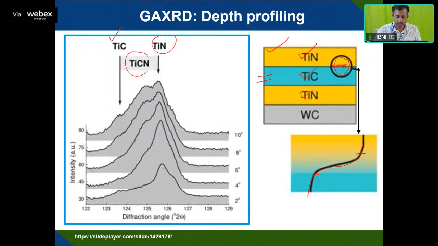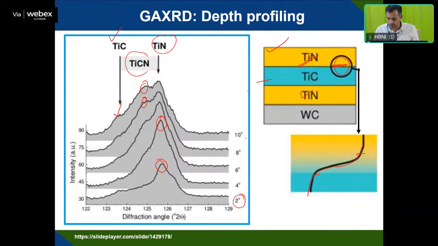You can see here that initially you have 2 degrees. By changing the depth, you can see the main peak here is due to TiN. But as you keep going toward the interface, you can see the TiCN peak developing at higher angle. Initially the X-ray penetration goes like this, and if you tilt slightly, it will go like this. You reach the interface, then it can go inside, and you get the TiC peak developing when you touch upon it here.